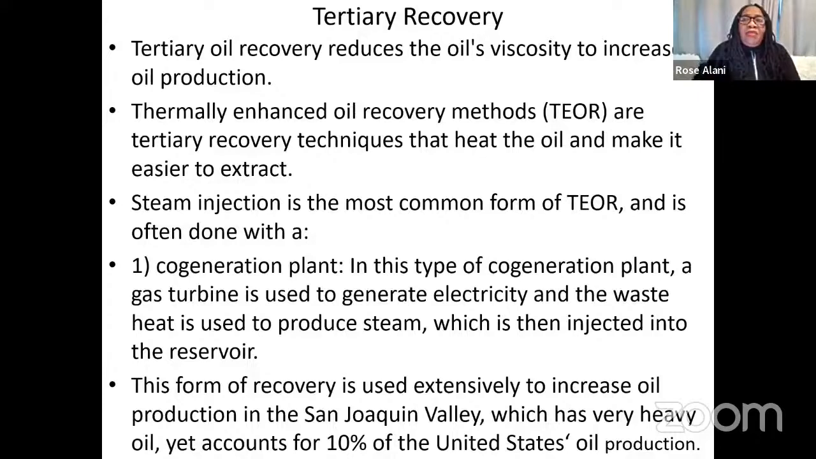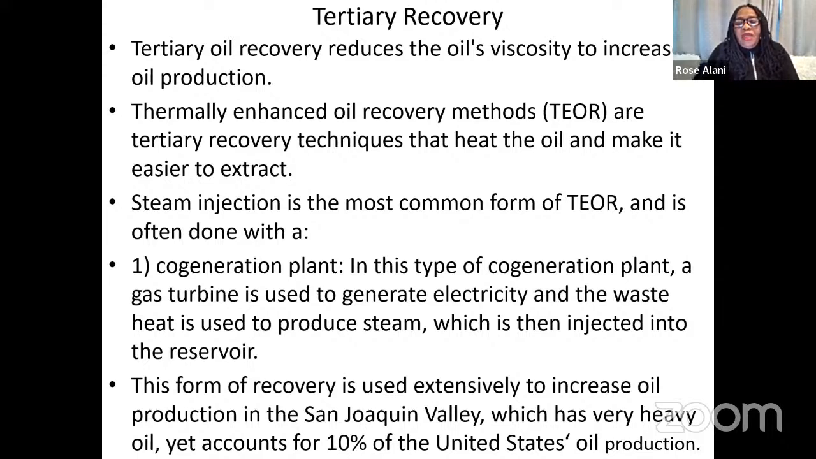So one example here is steam injection. It's the most common form of thermally enhanced oil recovery method. It's often done in different ways. One is using a cogeneration plant. In this type of cogeneration plant, the gas turbine is used to generate electricity, and the waste heat is used to produce steam. And then this steam is injected into the reservoir.